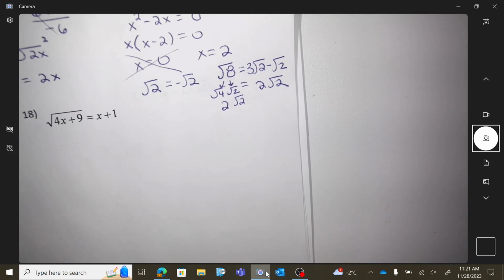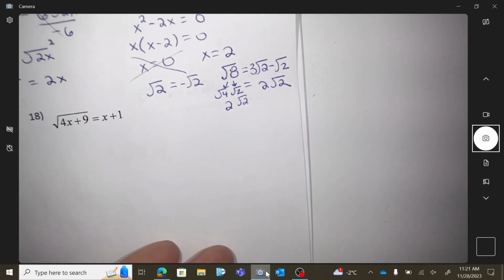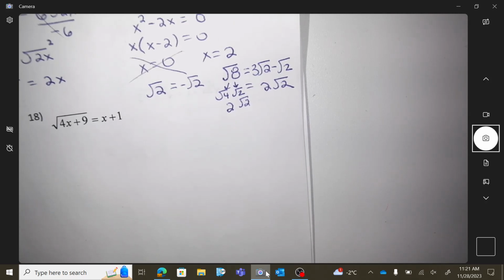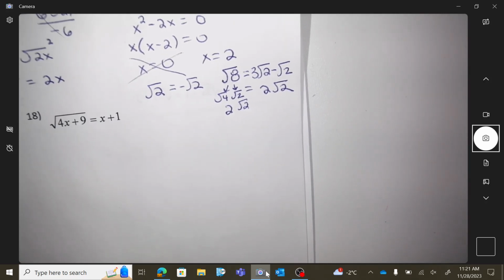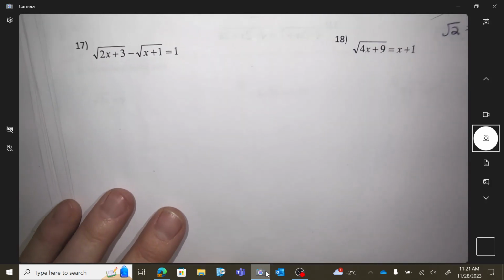Okay, some of you might have just typed that all into your calculator, and that would have been fine. But this kind of work is gearing you up for grade 12 on a provincial when you can't use your calculator. Okay, number 17, we're going to do a very similar thing.